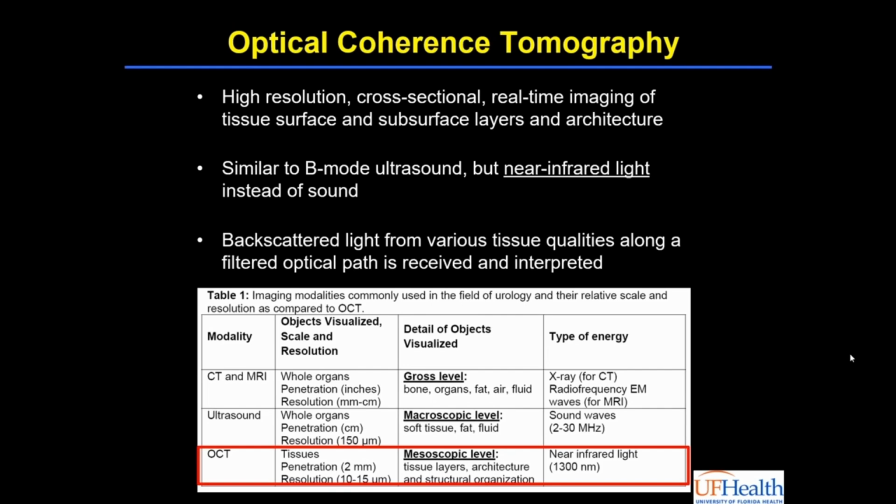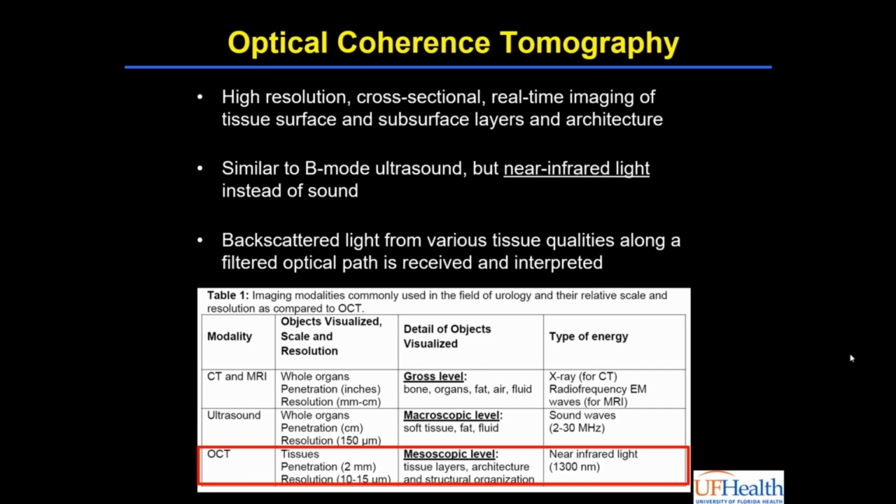One such technology is optical coherence tomography. This is high-resolution, cross-sectional, real-time imaging that looks specifically at surface and subsurface layers and architecture. It's similar to ultrasound, but instead of sound waves, it uses near-infrared light. The bottom line is, unlike CT and MRI, which give us a gross or large organ level of information, and ultrasound, which gives maybe some macroscopic level of information.